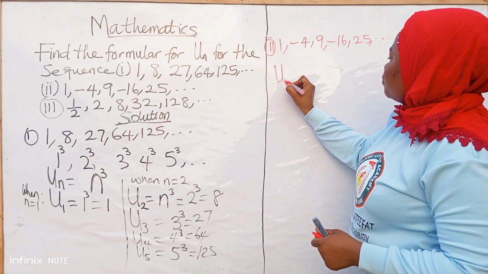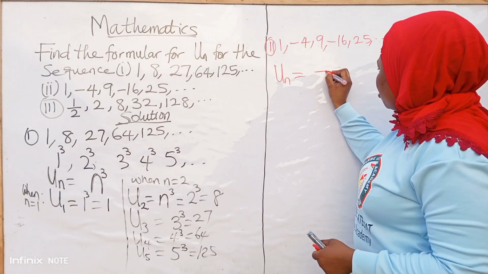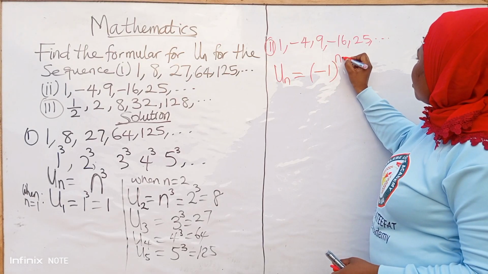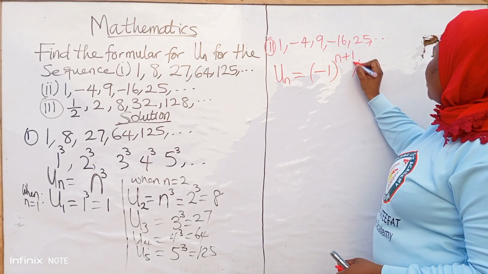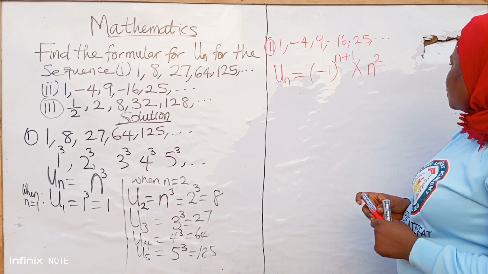We want to find the nth term of this one. So let's think of minus 1 raised to the power of n plus 1, then multiply by n squared. Let's see what it is going to give us.